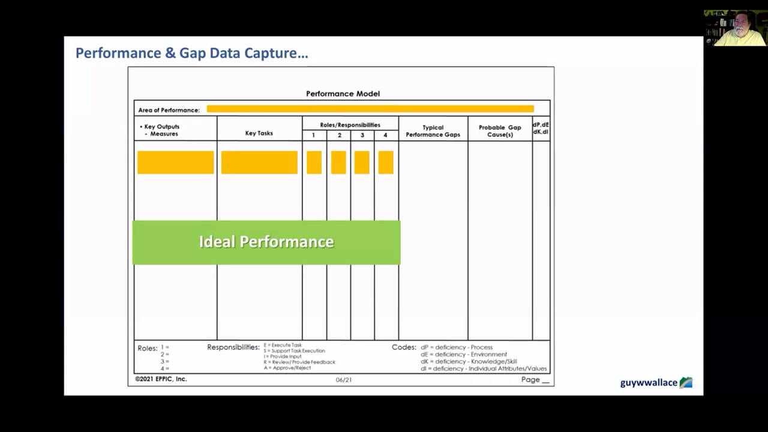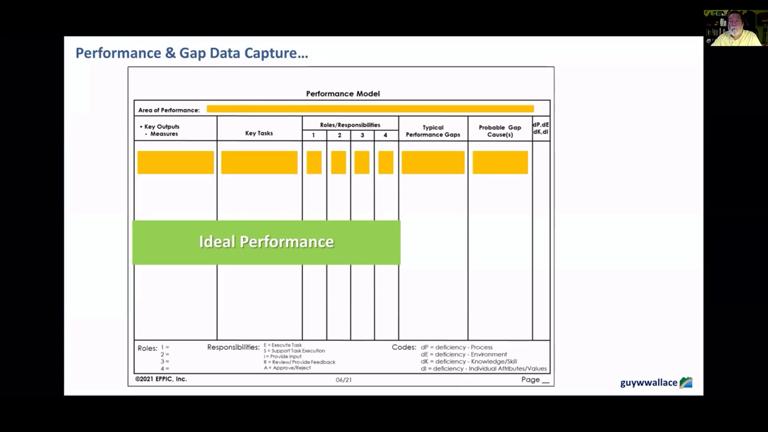But we also want to look at, well, what are the typical performance gaps? Because learners need to know what's difficult or tricky. What are the gaps? Maybe I do an output and it meets all the quality measures, but it's always late. If that was a typical gap, that it's always late, we're going to want to know, well, why? So that maybe we can do something about it. So what's the probable gap cause?